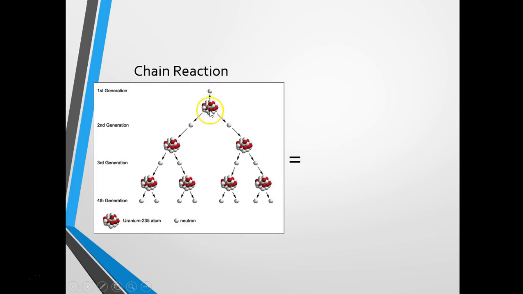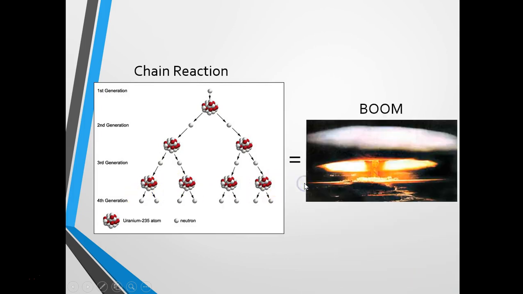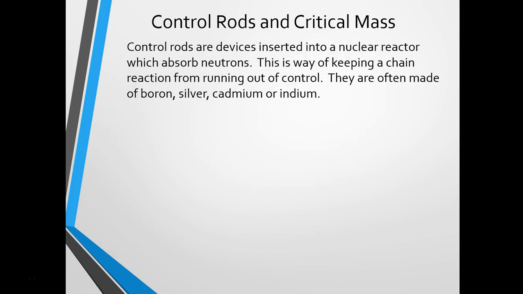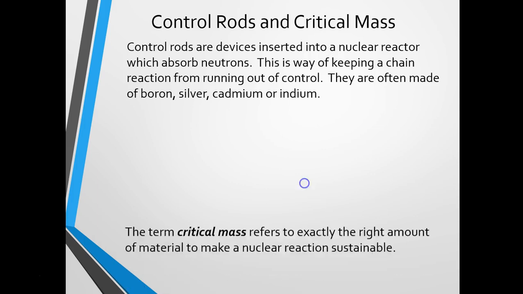We initially bombard our uranium-235 atom with a neutron. It will fizz and split and spit out more neutrons, which hit other uranium atoms, and you can see how this goes, and then you get kablamo, your nuclear explosion. Alright, so control rods and critical mass. Control rods are devices that are inserted into a nuclear reactor, and their main purpose is to absorb neutrons. Alright, this is how, in a nuclear reaction, they keep that nuclear reaction from getting out of control. Now, they're often made from boron, but sometimes you'll see control rods that are made of silver, cadmium, or indium.